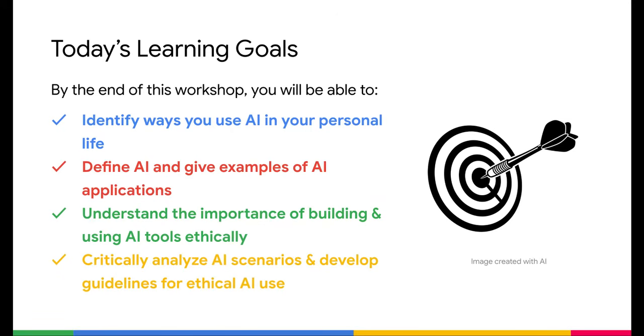So today our learning goals are: by the end of this workshop, you'll be able to identify ways you use AI in your personal life, define AI and give examples of AI applications, understand the importance of building and using AI tools ethically, and critically analyze AI scenarios and develop guidelines for ethical AI use.